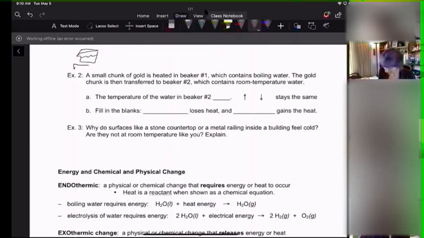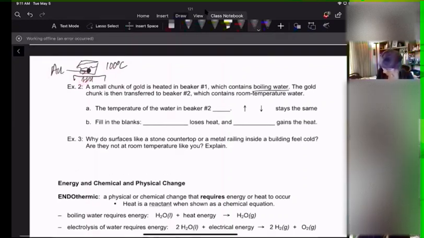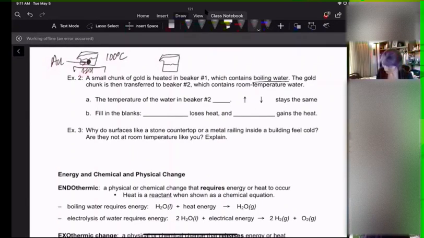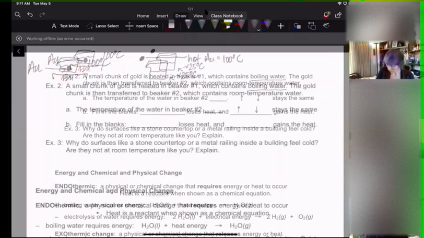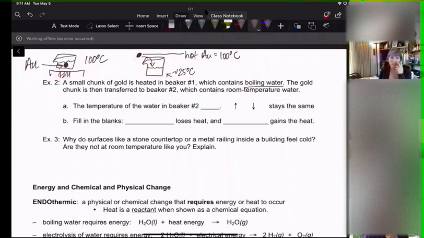It is on a hot plate. Maybe I'll put a little fire on there, but really we're going to use a hot plate. It's not a fire. This is at 100 degrees C because it's boiling, and inside there is a little piece of gold. Now we're going to take that gold out and put it into another beaker, which is at room temperature, let's say about 25 degrees C. We're going to put this hot gold into the water. So when we do that, what's going to happen to the temperature of the water?